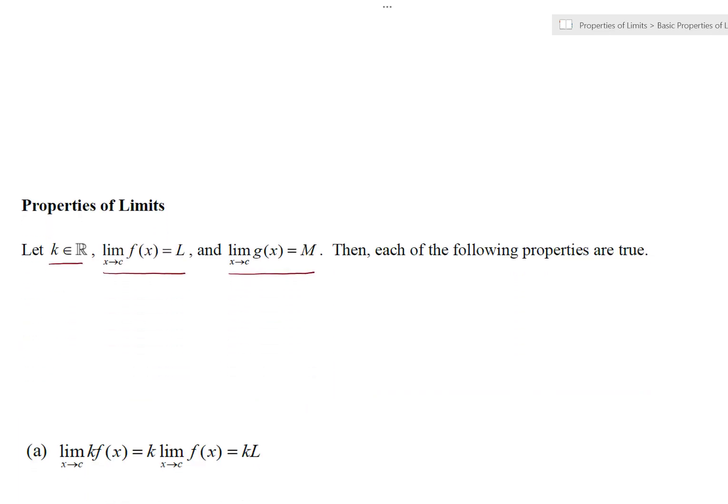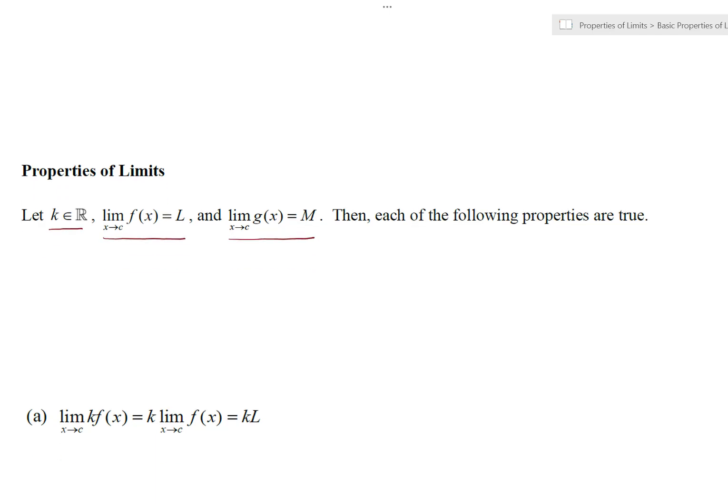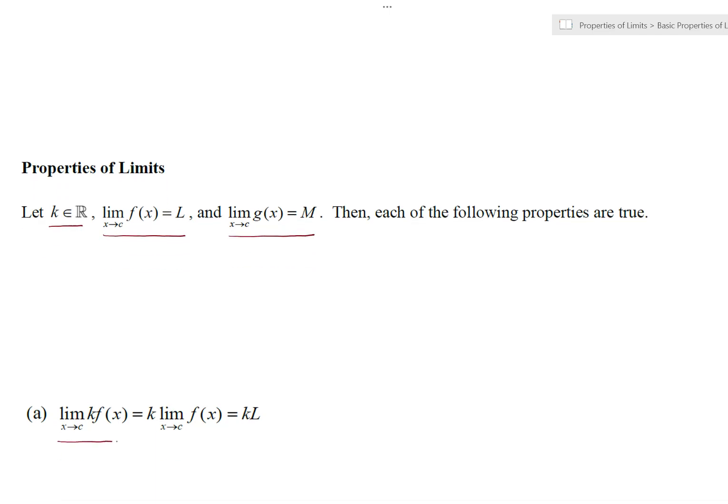What are these basic properties? Well, first one here, part A. If we have the limit as x approaches c of that constant k times f of x, then it follows that that's the same as the constant k times the limit as x approaches c of f of x. And since we are assuming that the limit as x approaches c of f of x is L, this is the same as k times L. So remember, we're assuming that the limit as x approaches c of f of x exists, and k is a real number. That means we can just take that limit and then multiply it by k.